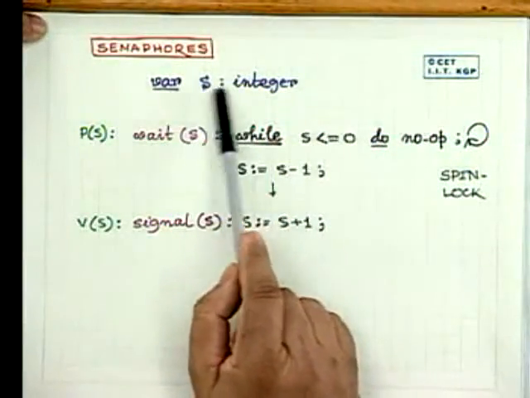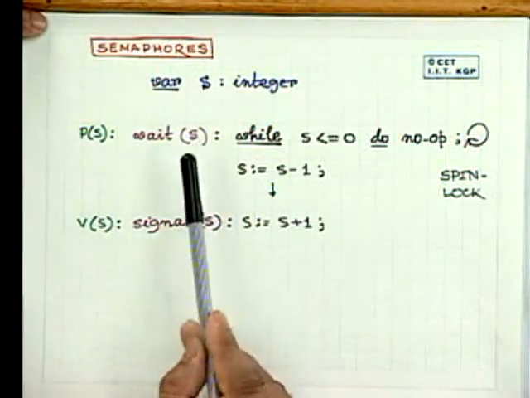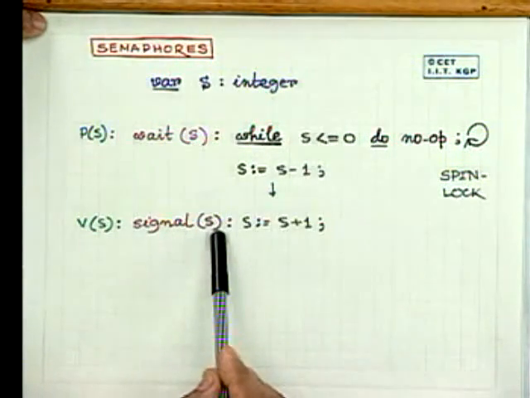Since semaphore is an extremely important concept, let us resume our discussion today by giving the definition of semaphore once more. Here is the definition: S, which is called a semaphore, is an integer variable. Two functions have been defined on it. One is wait S, another is signal S.